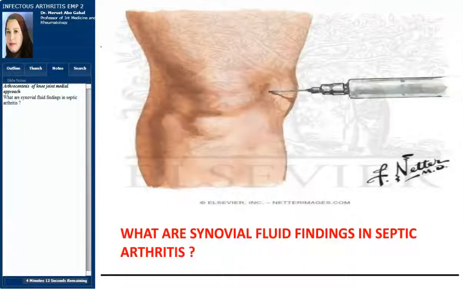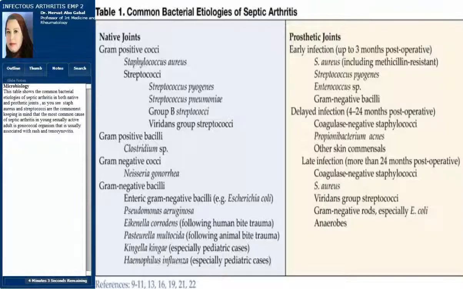This image shows arthrocentesis of the knee joint, medial approach. Now, what are the synovial fluid findings in septic arthritis? This table shows the common bacterial etiologies of septic arthritis in both native and prosthetic joints. As you see, Staph aureus and Streptococci are the commonest organisms. Keep in mind that the most common cause of septic arthritis in a young sexually active adult is gonococcal organism, that's usually associated with rash and tenosynovitis.